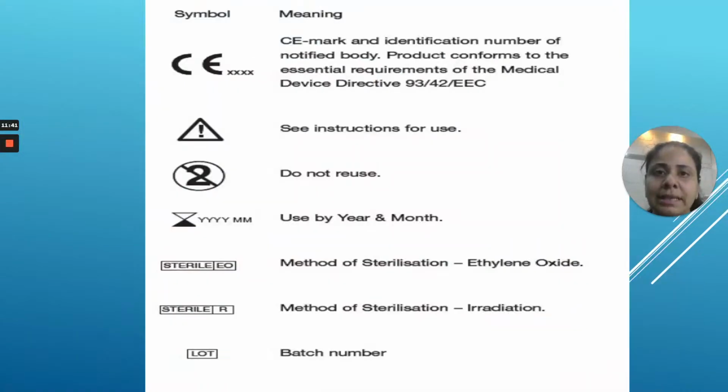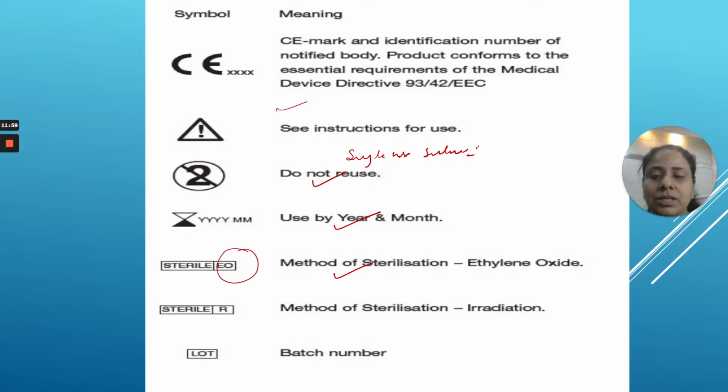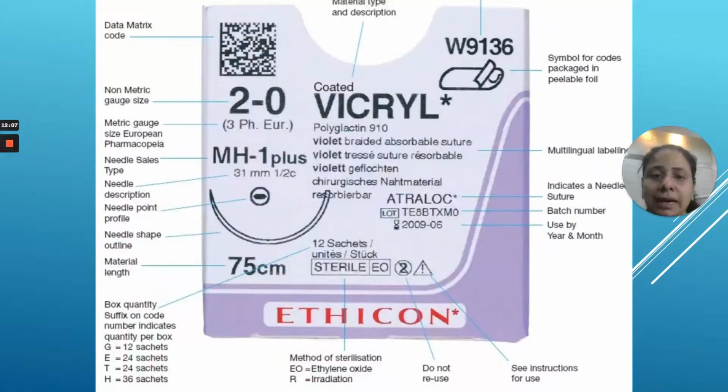This is everything that is written on the packing. The rest are markings that you can see yourself. Do not reuse; this is a single use suture. Mostly sutures are single use. This is the expiry date. This is the method of sterilization, ethylene oxide sterilization or radiation sterilization, and this is the batch number. These are the various markings present on the suture packing. And here is one more picture which shows you the markings on the suture packing.